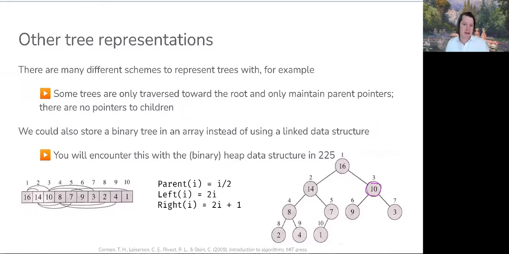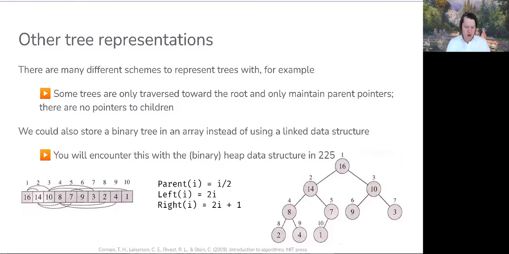Some trees, and one example of this is what I'm going to point out now, are traversed only towards the root. So from the leaf to the root, or from a child to the root, and therefore they only maintain parent pointers. There are no pointers to the children. You'll see this when you start talking about union sets in 225. We could also store a binary tree in an array instead of a linked list. You will definitely encounter this in 225 when they introduce the binary heap data structure.